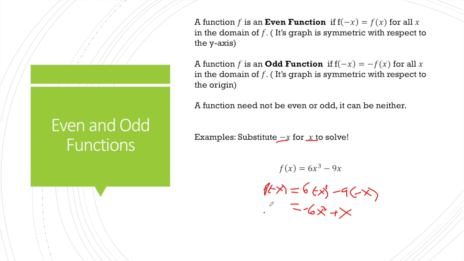Our new function looks kind of like our original function, except the signs are changed. Let's go ahead and take a look at what negative f of x would be. If I had negative f of x, that would give me a negative, because we distribute that negative, negative 6x cubed, and then a negative times negative 9, that'd give me a positive 9x. All right, so we can see that f of negative x equals negative f of x. So this is an example of an odd function.